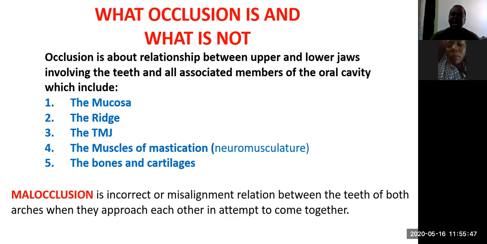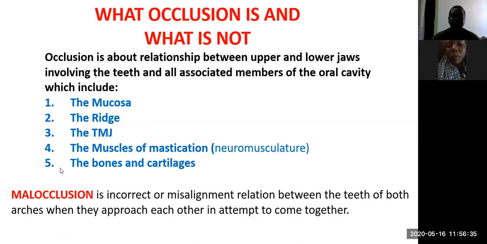What occlusion is and what it is not. Occlusion is about the relationship between upper and lower jaws, involving the teeth and all associated members of the oral cavity. I'll take that again. Occlusion is about the relationship between upper and lower jaws, when the teeth and associated members of the oral cavity are involved. The associated members of the oral cavity include the mucosa, the alveolar ridge, the temporomandibular joint, short form TMJ, the muscles of mastication, the bones and cartilage.